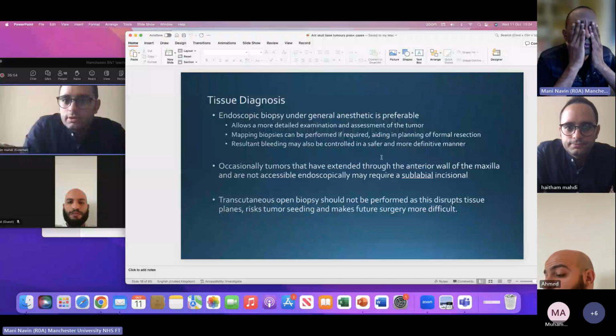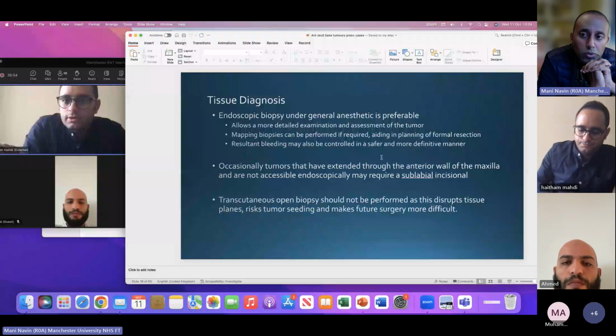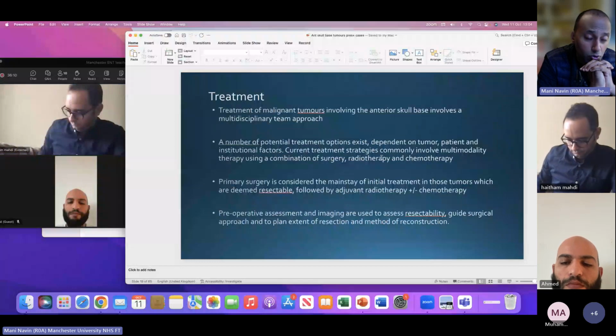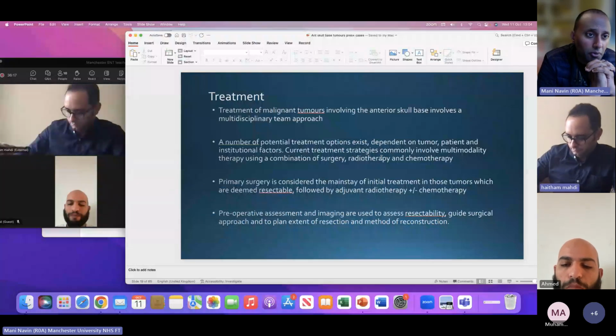Okay, so this is the workup. How do we treat these tumors now? Usually multimodal treatment, a combination of surgery, radiotherapy, and chemotherapy. In general terms, primary surgery is the mainstay of initial treatment. So if tumors are resectable, then you would aim for primary surgery, followed by adjuvant radiotherapy or chemoradiotherapy.